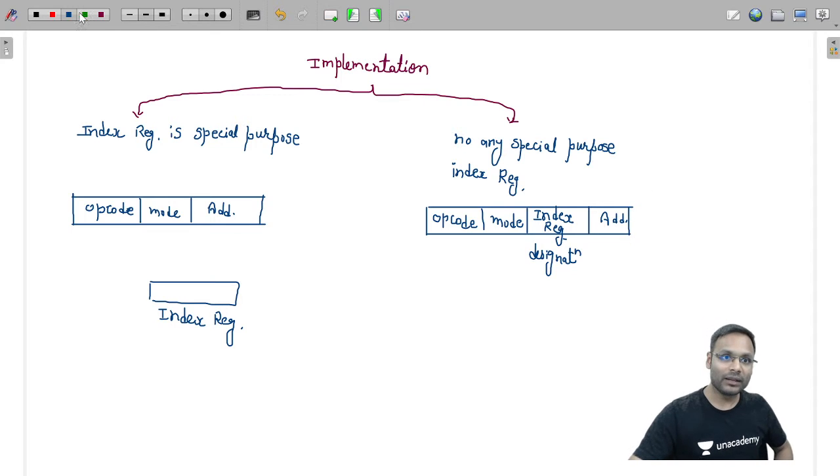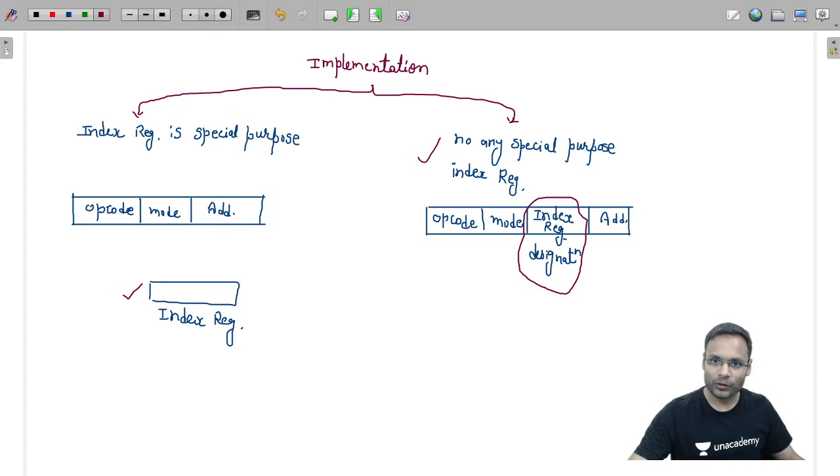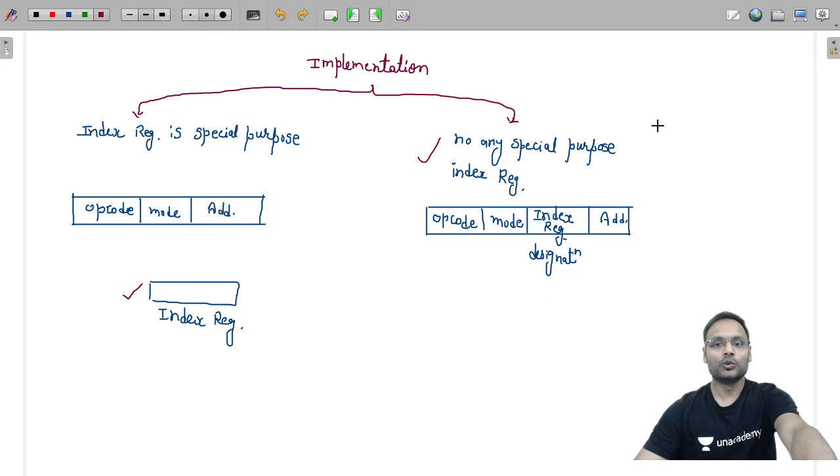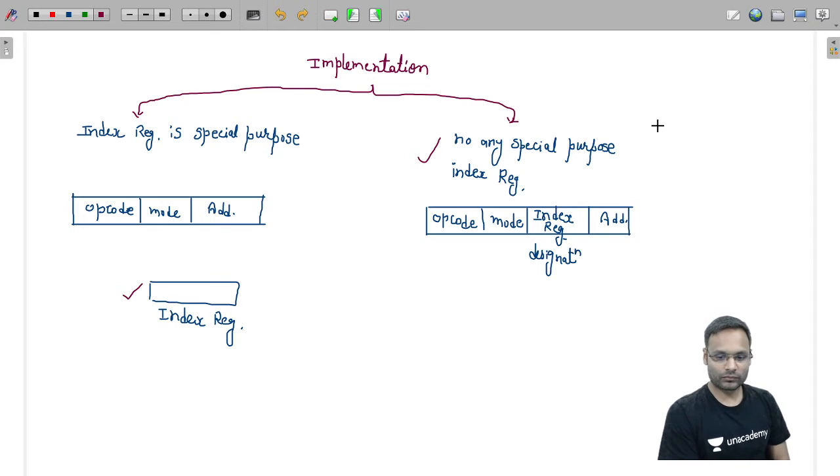So it is possible that we have a special purpose register. It is possible that we don't have a special purpose register in the CPU as the index register. So in that case, we need to have an extra field which can specify which register is to be used as the index register. Okay, fine. चलिए आगे बढ़ते हैं.